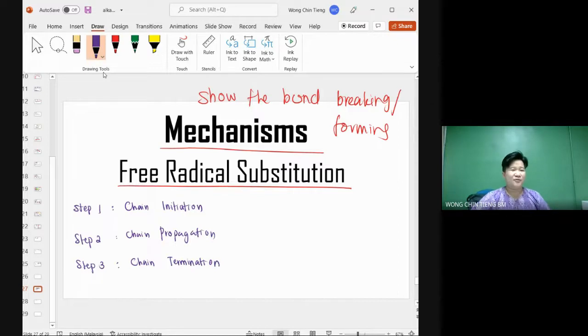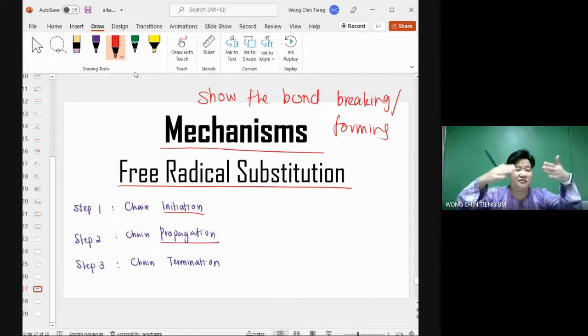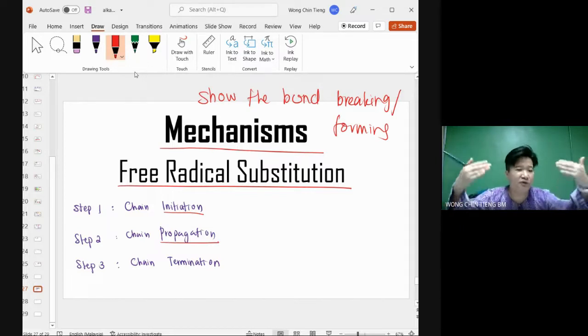Okay. So for your free radical substitution, there are 3 steps. Step 1 is chain initiation, step 2 is chain propagation, step 3 is chain termination. Like the name said, initiation is where the reaction started. That is how we initiate the reaction. Propagation is how we expand the reaction, how we make it bigger, how we make sure everyone reacted. Chain termination is how we stop the reaction.